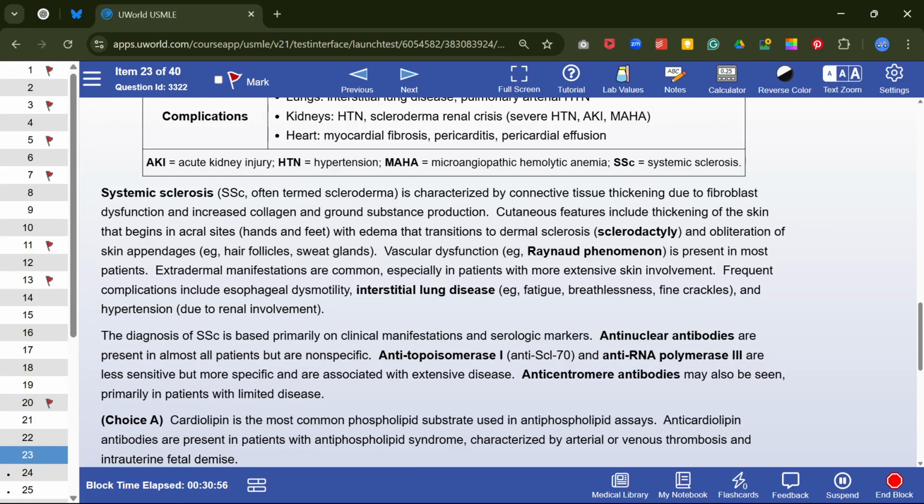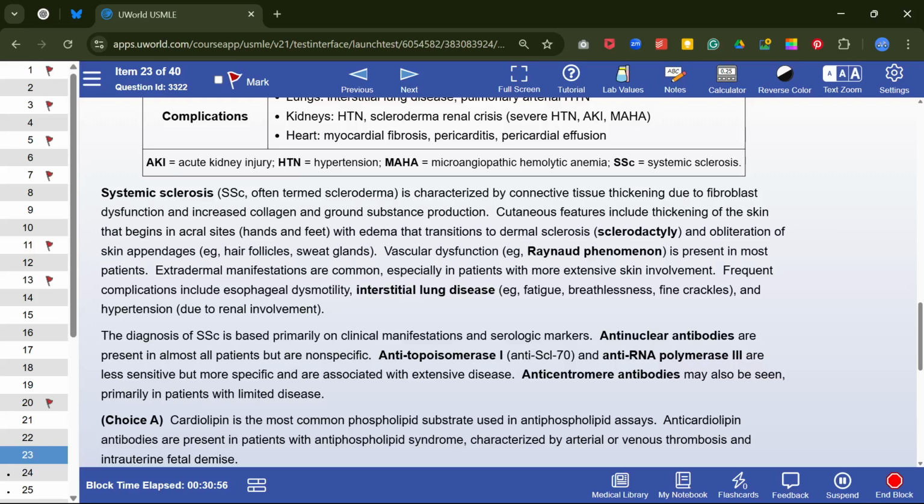Vascular dysfunction, Raynaud's phenomenon, is present in most patients. Extradermal manifestations are common, especially in those with more extensive skin involvement. Frequent complications include esophageal dysmotility, interstitial lung disease, and hypertension due to renal involvement.